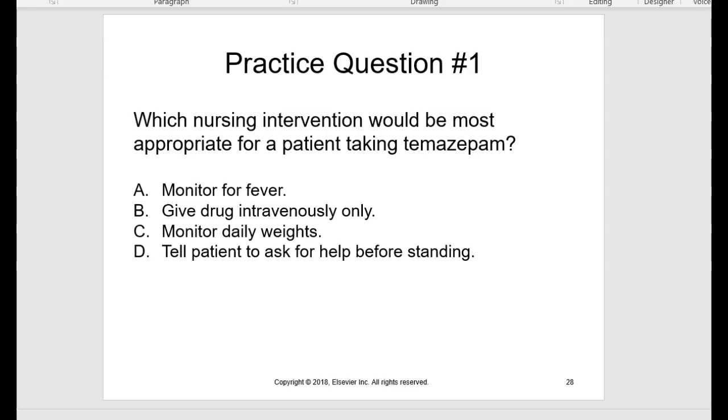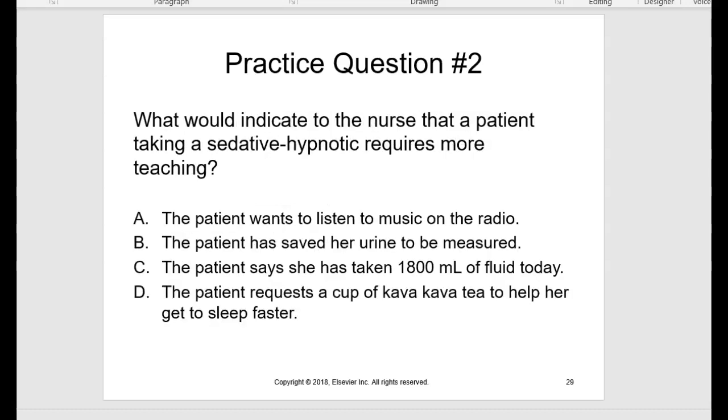And again, if it's ending in PAM, that should be your clue that you're dealing with a benzodiazepine. Temperature is usually not affected. However, respiratory depression may occur. Temazepam is only given orally. Monitoring daily weights is not necessary, but renal impairment should be monitored. Question 2. What would indicate to the nurse that a patient taking a sedative hypnotic requires more teaching? If you answered D, that is the correct answer.